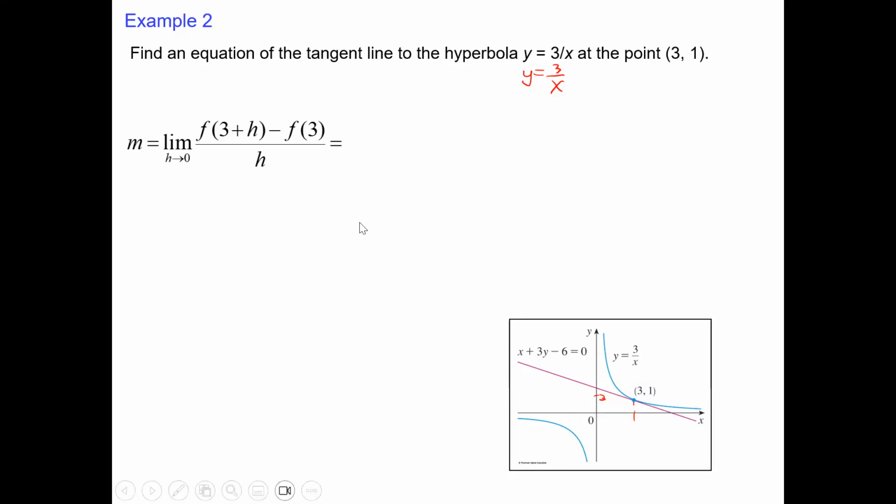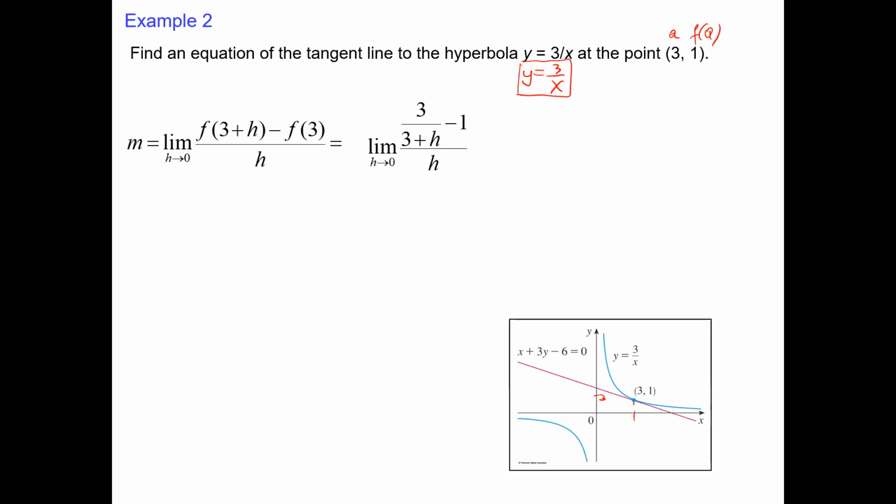That means I'm using the new form, a plus h, which will be 3 plus h, because this is a, and this is actually f of a. You can see f of 3 plus h minus f of 3 over h. Okay, now let's evaluate. In order to find f of 3 plus h, I will take a function and replace x with 3 plus h.